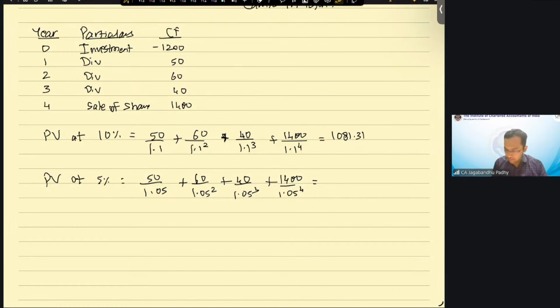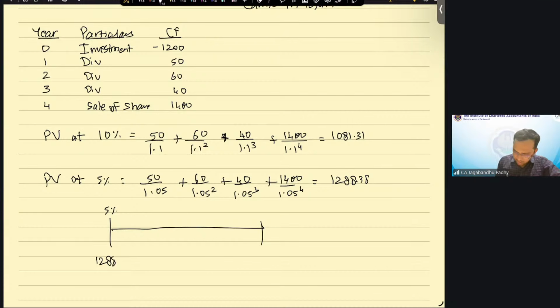It is 1288.38. Okay. So now we can do the interpolation easily. At 5%, the value was 1288.38, and at 10%, the value is 1081.31. We definitely want a percentage for 1200.